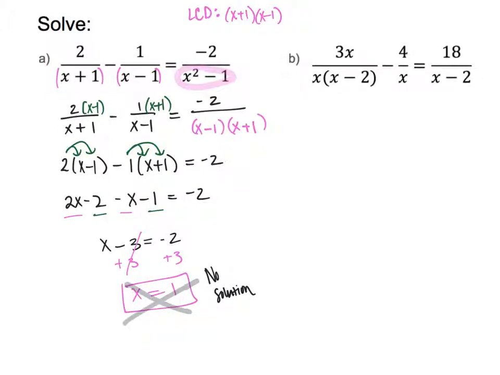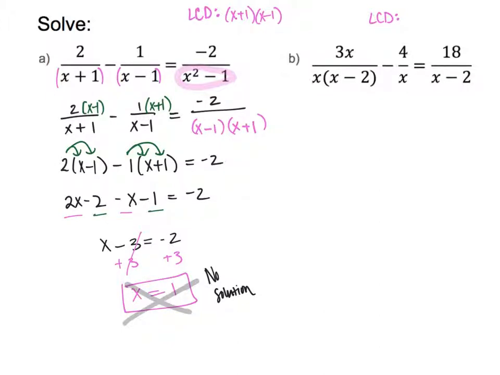All right, let's move on to B here. So B has a few factors down here. There are two factors, x and x minus 2. You have an x here and an x minus 2 here. So let's figure out our least common denominator first. That's where I usually start.